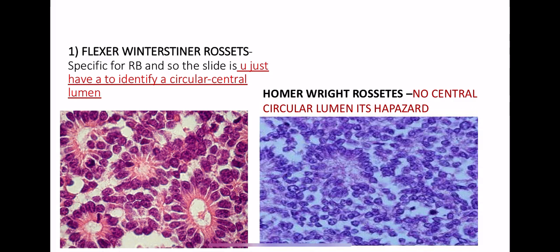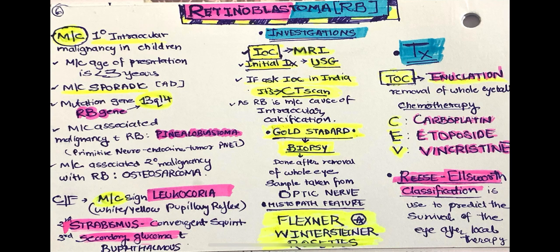Let's move on to treatment. We have to remove the entire eyeball, enucleation. Chemotherapy is carboplatin, etoposide, and vincristine, CEV. So you just have to know this classification. Don't go into much depth, but you should remember the name of this classification, which is used to predict the survival of the eye after local therapy. Okay, the Reese-Ellsworth classification.